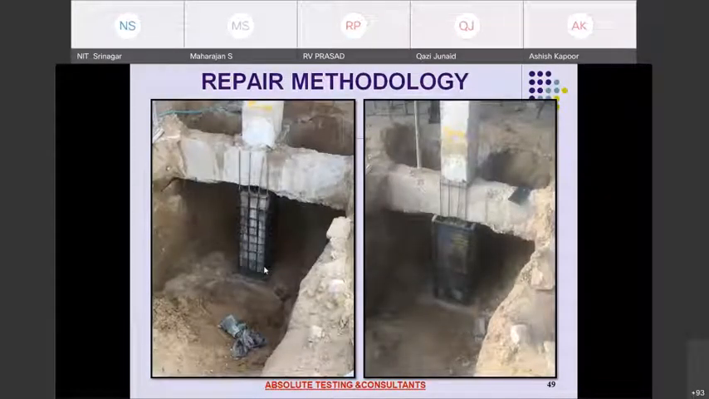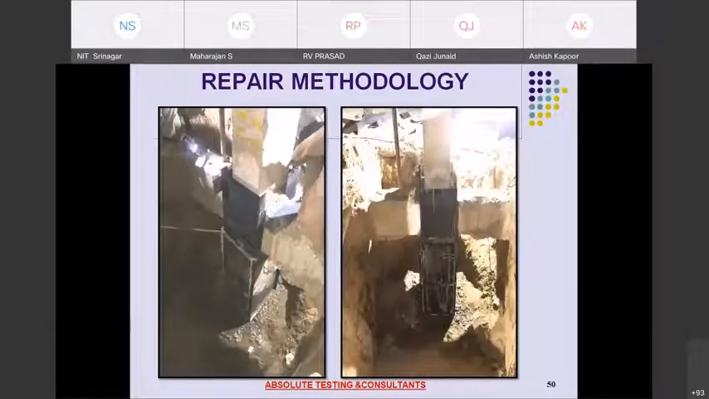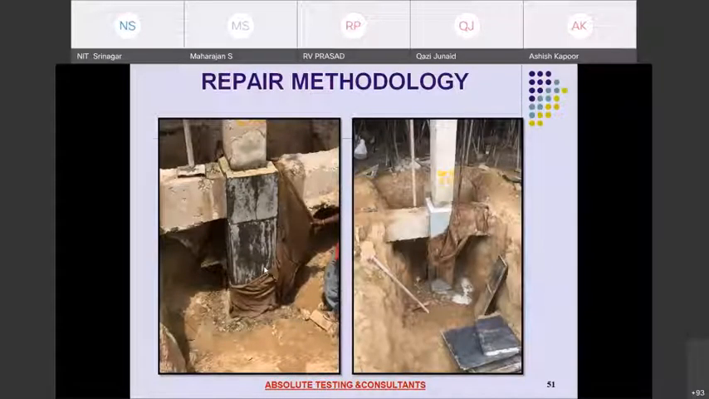Here you can see we have excavated the whole area. Then new reinforcement bars were installed by chemical anchorage, and the size of the pedestal has been increased by 75 mm by using micro concrete. This is how it was filled in one continuous process. This is the final result.